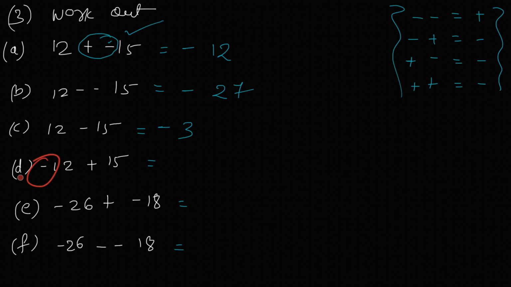Now next is negative positive. Negative and positive is negative. So we're going to write the sign first. And what is the sign? The sign of the greater number. The sign of the greater number is plus. So we're going to write plus. Now subtract. 12 is in negative, so it will be 3. And it is a positive number, so it is not necessary to write the sign.